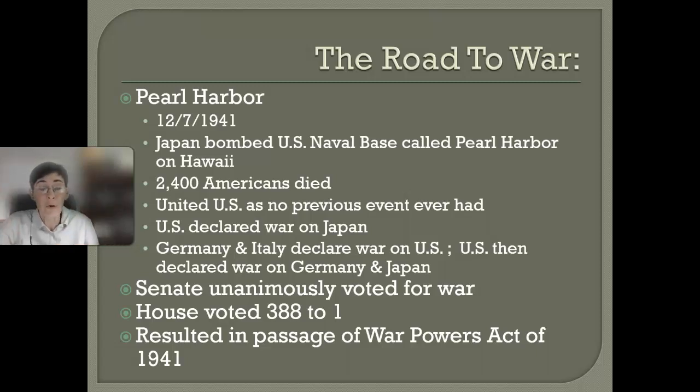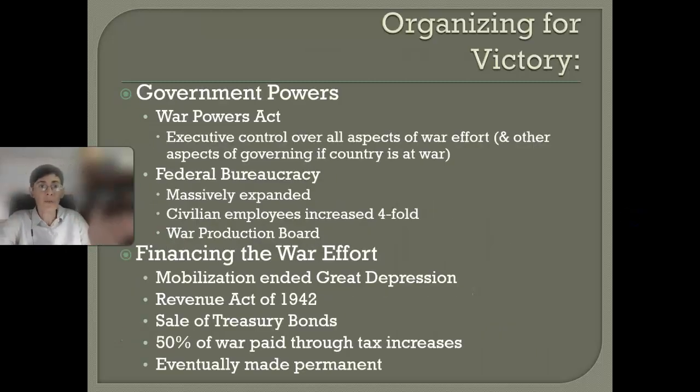There was only one person who voted against it. This was the first female member of Congress, out of Montana. I'm sorry, I'm blanking on her name right now. Jeannette Rankin, I think. Jeannette Rankin. She voted against it because she was a pacifist. She also voted against World War I. But she was the only one to vote against the war. The Senate unanimously voted for war, and we get the War Powers Act of 1941 that granted the president unprecedented powers to prosecute the war. So that was very important.